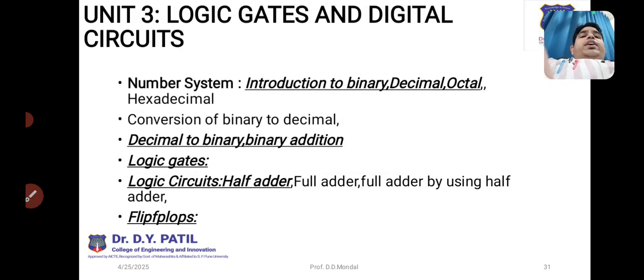What are the logic gates of digital circuits? Logic gates are divided into basic gates, derived gates and universal gates. The basic gates are the OR gate, AND gate and NOT gate, the derived gates are XOR and XNOR, and the universal gates are NAND and NOR. Why are they called universal? Because by using these gates we can implement any type of gate.